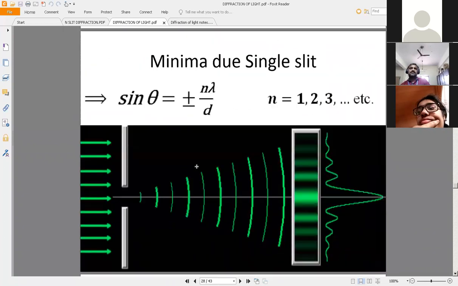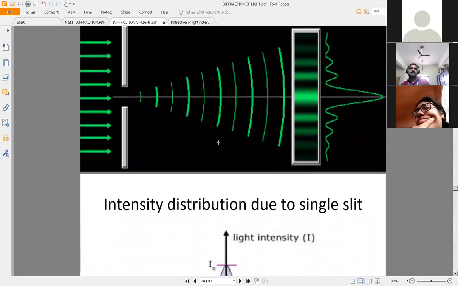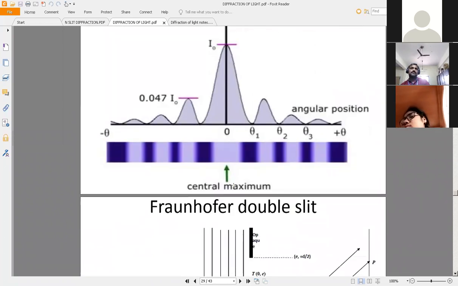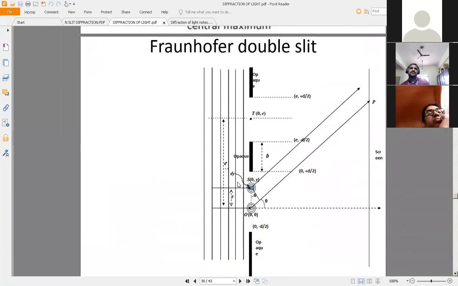Now, with this, we conclude the Fraunhofer single slit. In yesterday's class, we have seen this graph also. So you get this kind of intensity pattern on the screen. Lower one is showing the intensity, upper one is showing the graph, right? Okay. So with this, I conclude the single slit and I'll move to the double slit.